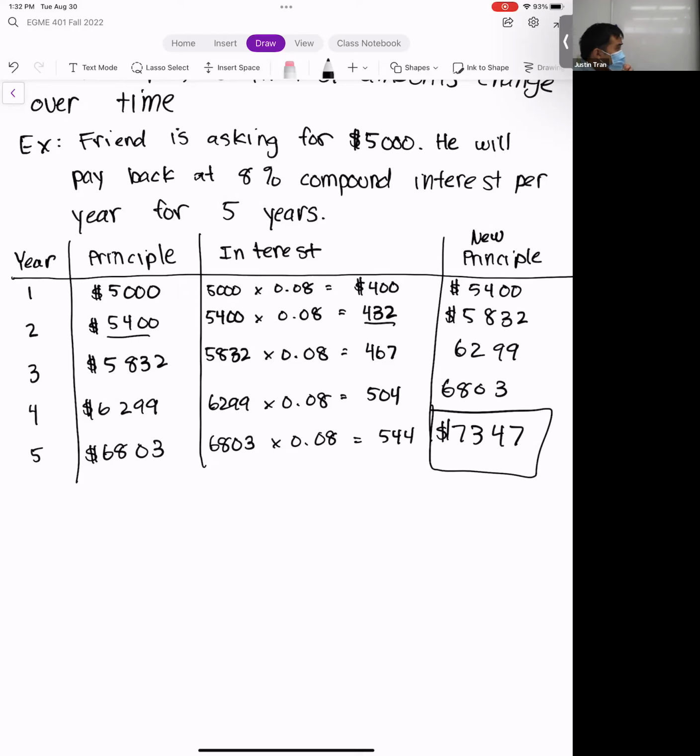If we follow that calculation all the way to the end, what we end up with is an amount of $7,347. So under compound interest, at the end of the 5 years, your friend is going to pay you this amount.